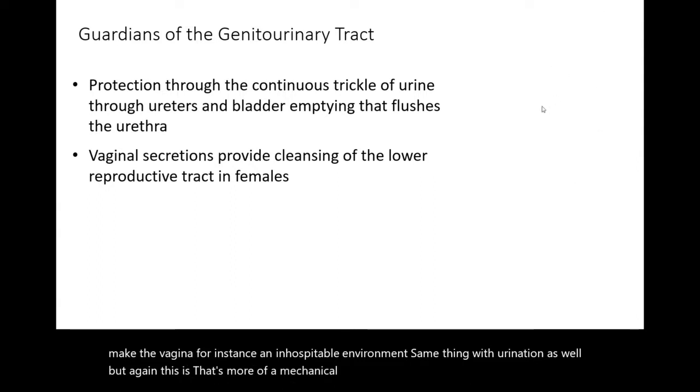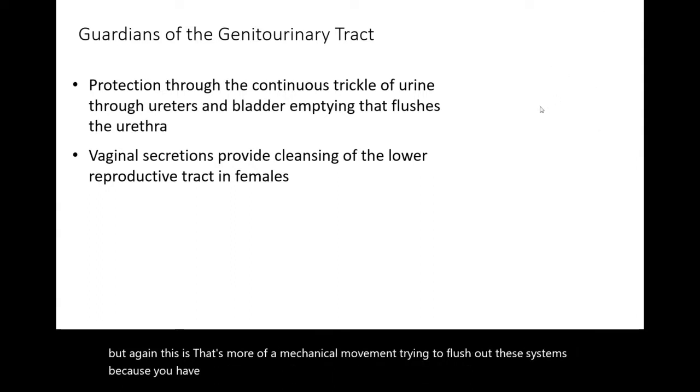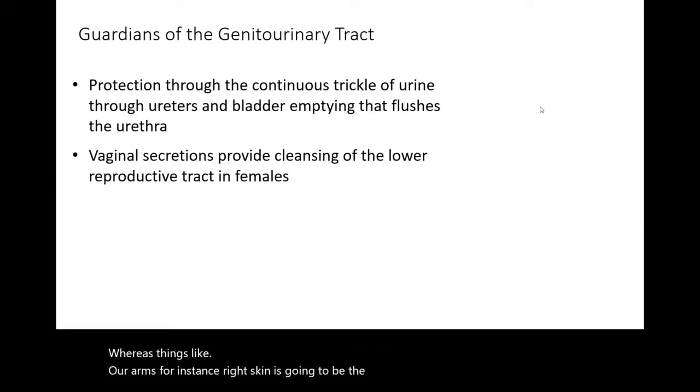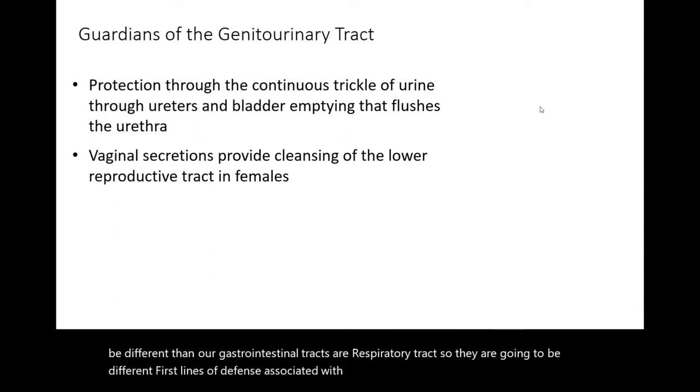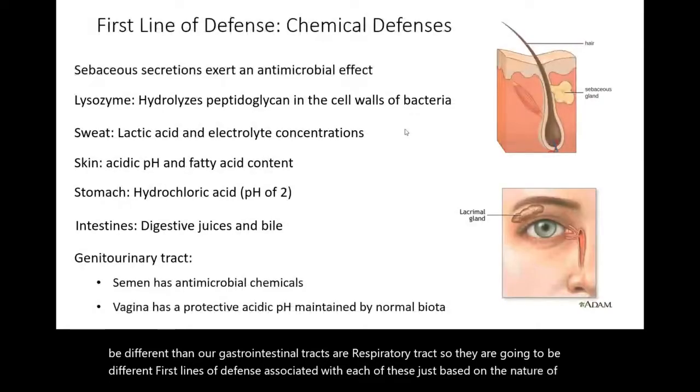It's trying to flush out these systems, because you have to think about the nature of these systems and where they're at and how things get in and out of each of them. Whereas with our arms, for instance, skin is going to be the main way things can get in. That's different than our gastrointestinal tract and our respiratory tract. So there are different first lines of defense associated with each of these, based on the nature of the system we're talking about.